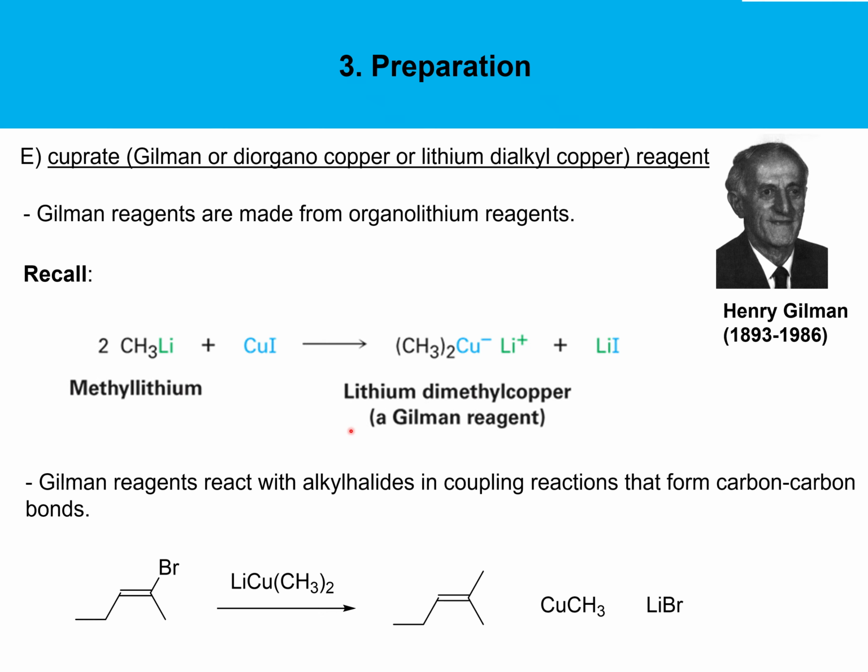One of the reactions that Gilman reagents do is they transfer an alkyl group to certain alkyl halides. So for example, with this vinyl halide, the bromine will be replaced by a methyl group from the Gilman reagent to give us this product here. We'll also obtain a byproduct of copper or methyl copper as well as lithium bromide.